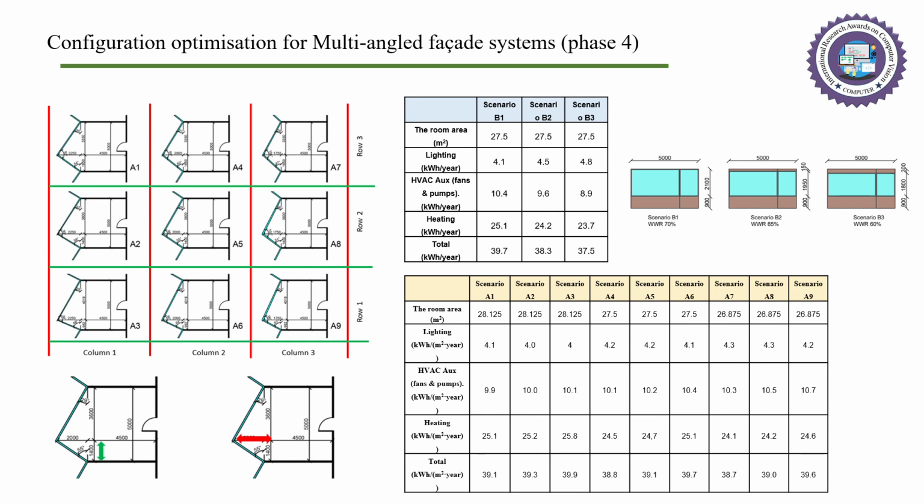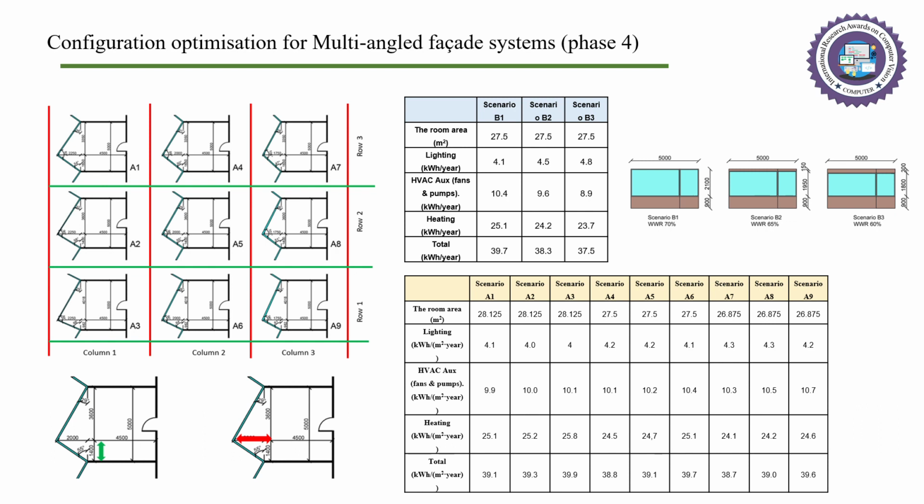In order to evaluate the impact of the configuration optimization of the multi-angled facade system on the energy consumption, 9 scenarios were defined as shown in the figure to the left. The second group of simulations consists of 3 scenarios, B1 to B3, by changing the window to wall ratio in these scenarios, as shown in the figure to the right.